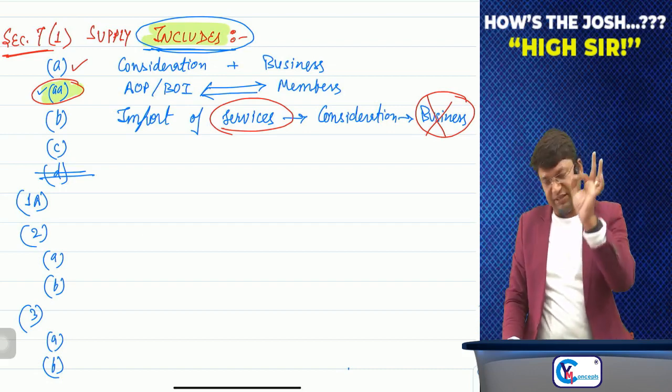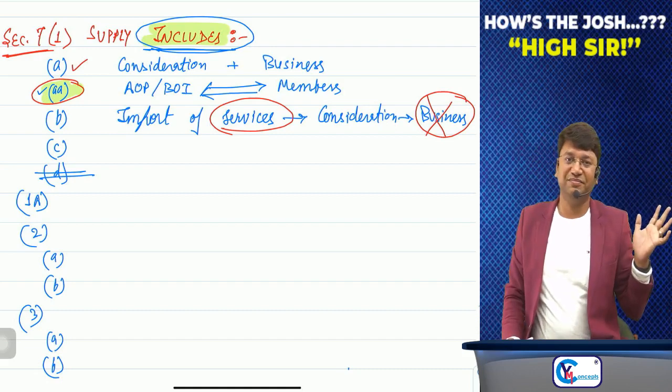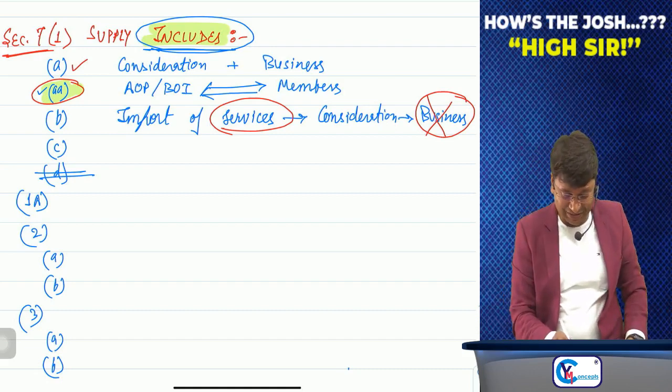It is not a point right now. Yes, it is supply. This is the point right now. Okay. Then clause number C.